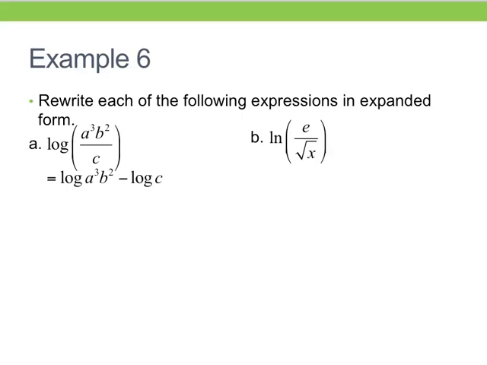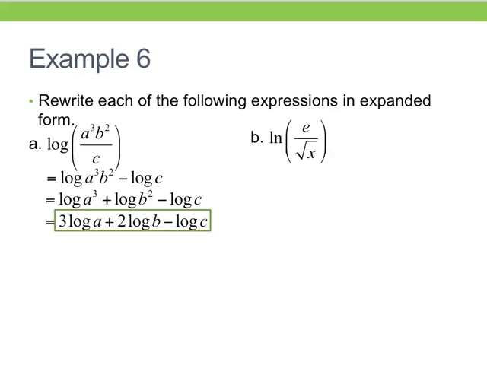Okay, now I'm going to apply the product law. We have an a cubed times b squared. We're going to split that up. So we have log of a cubed plus log of b squared minus log of c. And the very last thing is we are going to apply the power law. So if you see any exponents, we are going to move them in front of the log. So we have log of a cubed, that becomes 3 log a. Log of b squared becomes 2 log b. And that is your expression in expanded form.